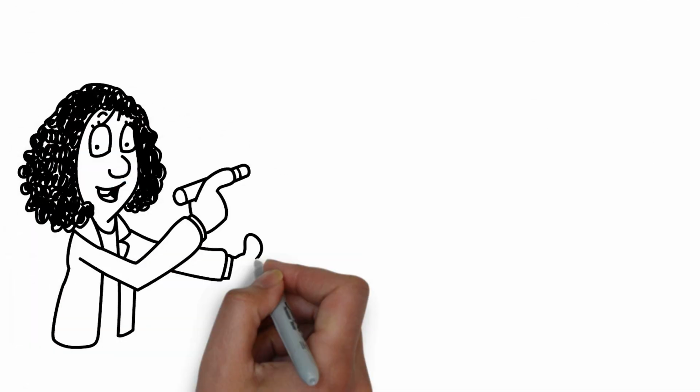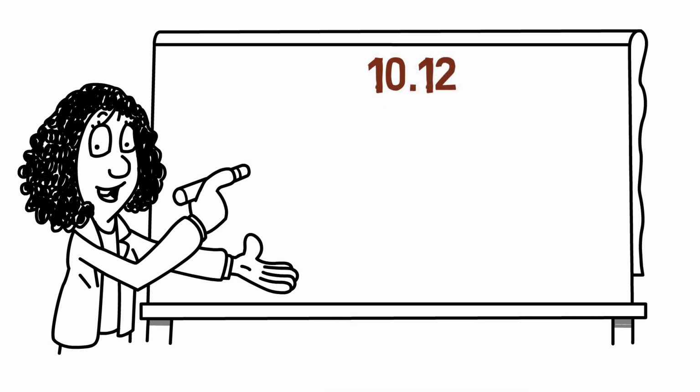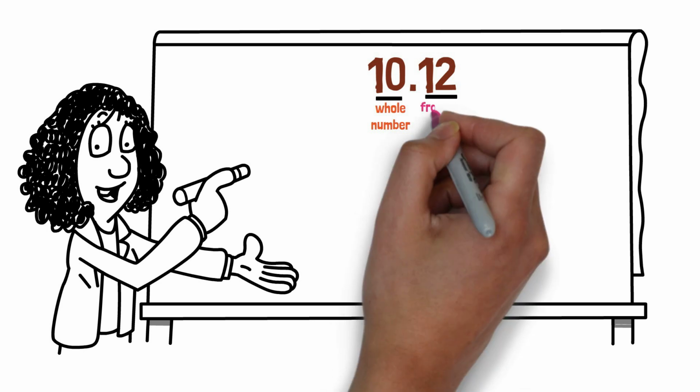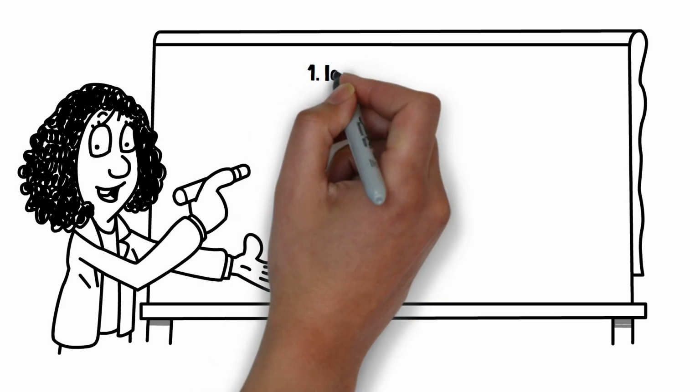Remember from our previous video, a decimal number includes a whole number and a fractional number, and it may look like this, 10.12. Let's start with multiplying a whole number by a decimal number. Here are our steps.